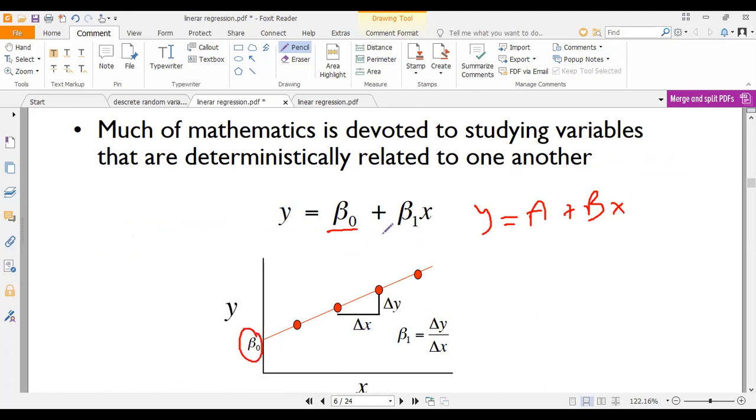The B1 is a slope, which is the change in Y over change in X. So I'm going to take you through 9 basic formulas that are very easy to come by. Then we will look at a question together.